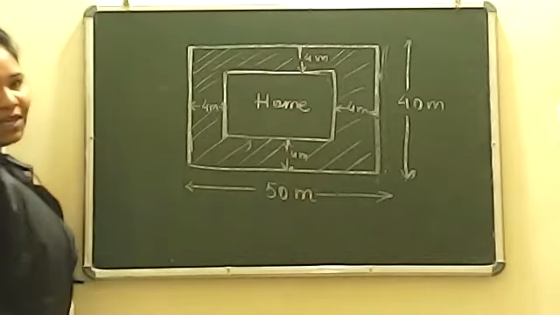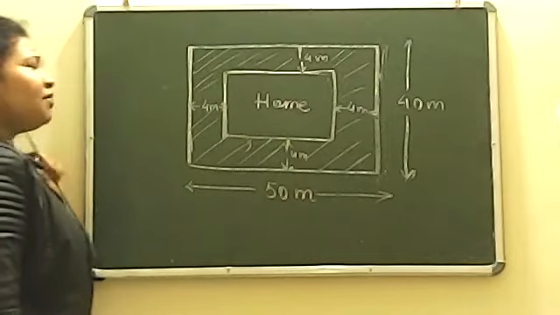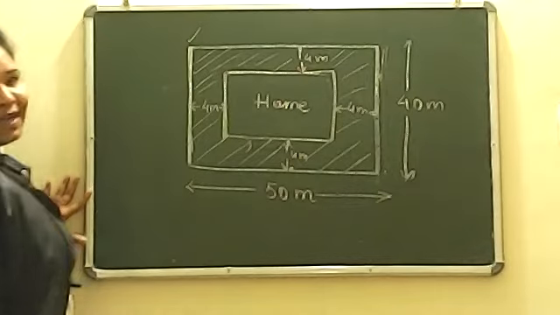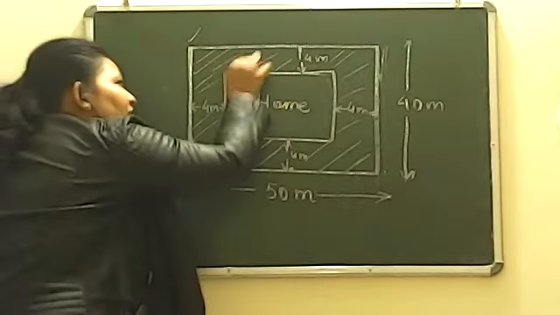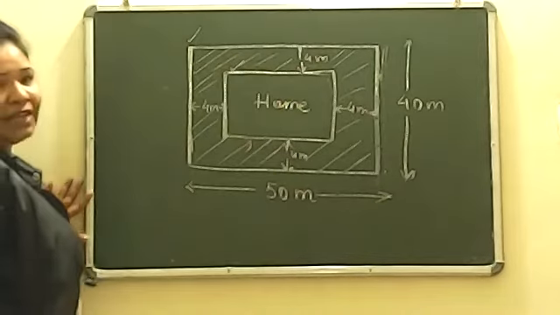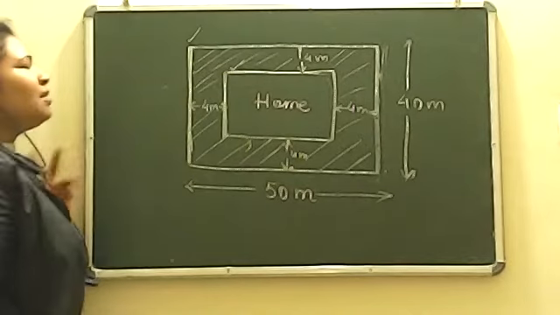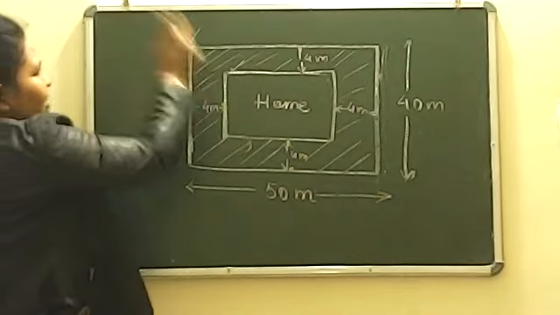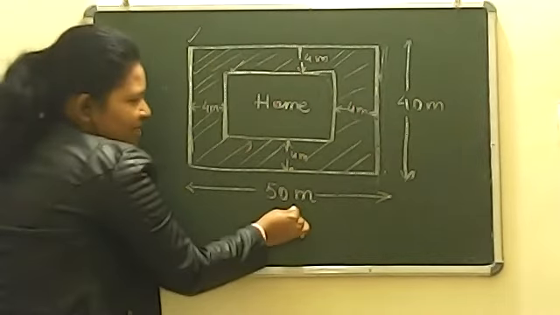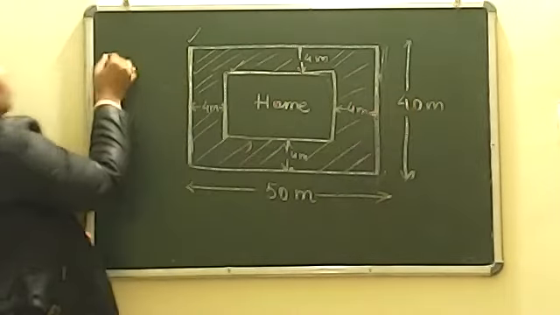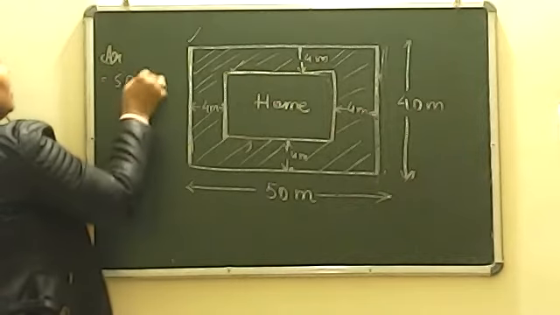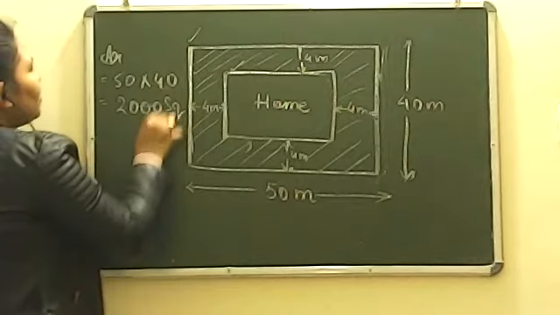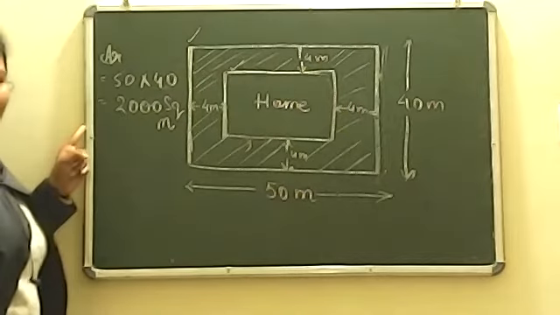So for this, I told you yesterday what we used to do. We have the simple trick. Take out the area of the outer portion, which is the bigger rectangle. Then take out the area of the inner portion, that is the smaller rectangle, and then subtract each other. Or you can simply call it that you can find out the difference. Now, let us have the first area. You can see this is 50, which is length, 40, which is breadth. So area will be 50 into 40, which will give us 2000 square meter. This is the area of the outer portion.